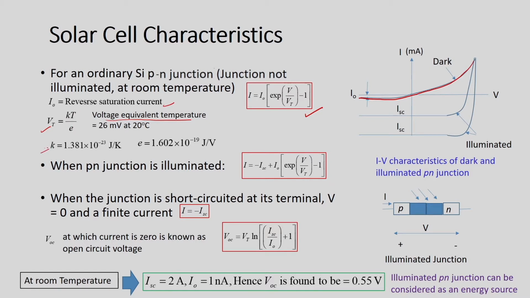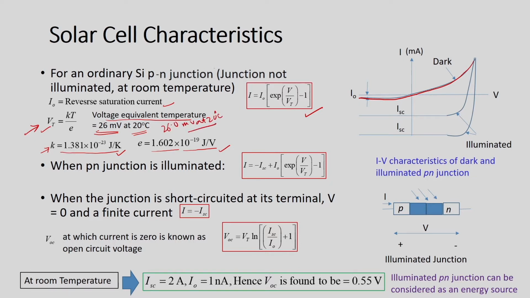What is K? It is the Boltzmann constant. We have already discussed this Boltzmann constant in the last class. Its value is about 1.381 into 10 to the power of minus 23 joule per Kelvin. And the charge of an electron is about 1.602 into 10 to the power of minus 19 coulomb. So this Vt value is about 26.0 millivolt at 20 degree C, at room temperature.